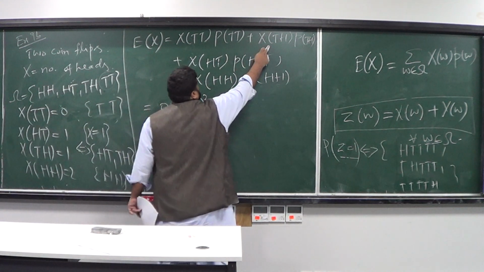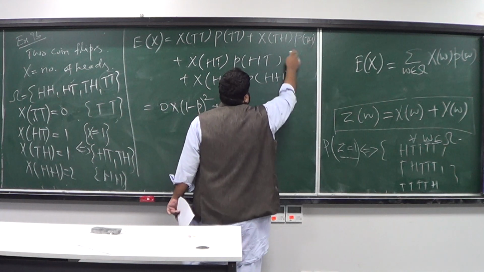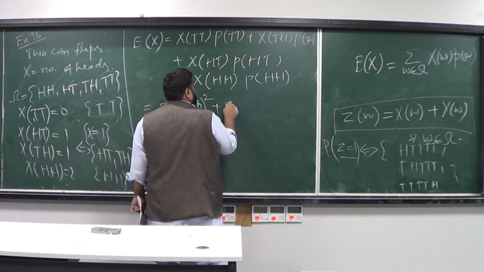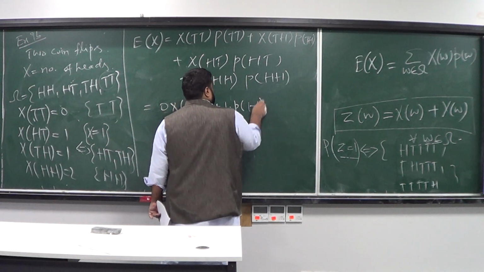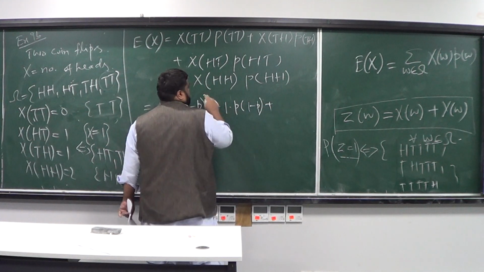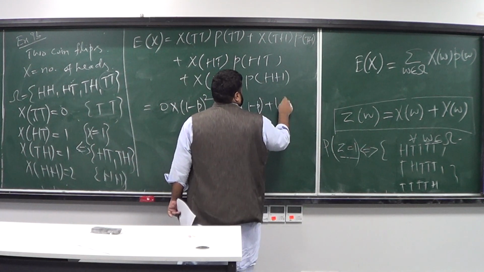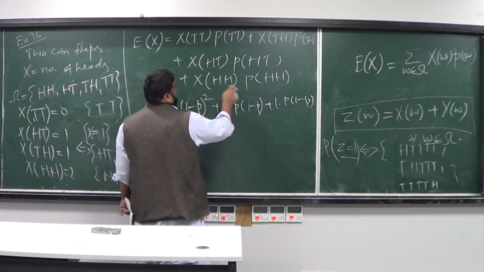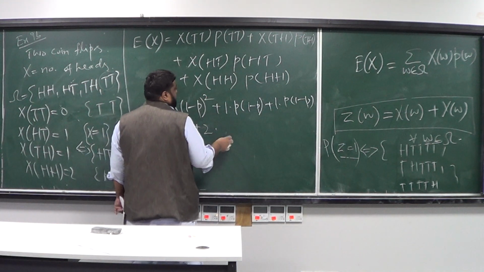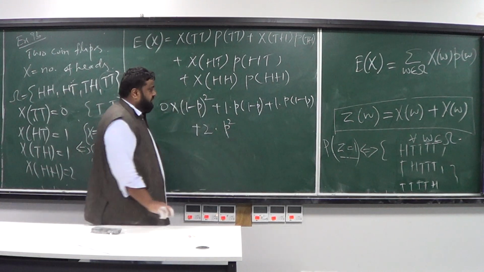Plus this guy is going to be 1 because there is one head in it. So 1 multiplied by the probability of TH, so it's going to be 1 multiplied by p multiplied by 1 minus p. And similarly for this, 1 multiplied by p multiplied by 1 minus p. And the final one is, I have 2 and p multiplied by p, so it's going to be p squared.